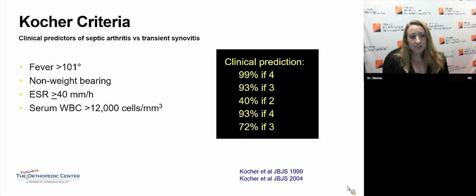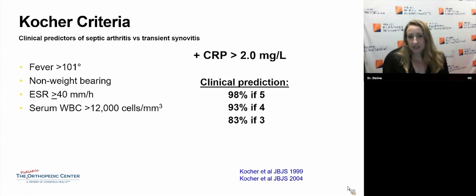Very important to think about the clinical prediction of septic arthritis versus transient synovitis, and Dr. Kocher came up with the Kocher criteria. Each of these characteristics of the patient can make it more likely that they have septic arthritis versus transient synovitis. A fever over 101, non-weight bearing, meaning they won't bear weight on a leg, so these are specific for the hip. These criteria were developed: ESR over 40, and a serum white blood cell count over 12,000. So a 99% clinical prediction if they have all 4 of these things.